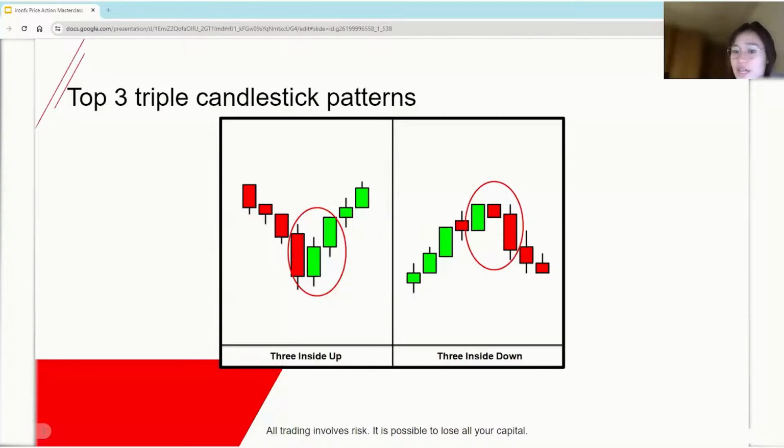So for three inside up, we would see a first candle giving us a long bearish candle, indicating a strong downtrend, and then followed by a smaller bullish candle that is completely contained within the body of that first candlestick. That's why you see it completely within this area here. The third candle would be a long bullish candle that closes above the high of the first. Okay, so that confirms your reversal into an uptrend.